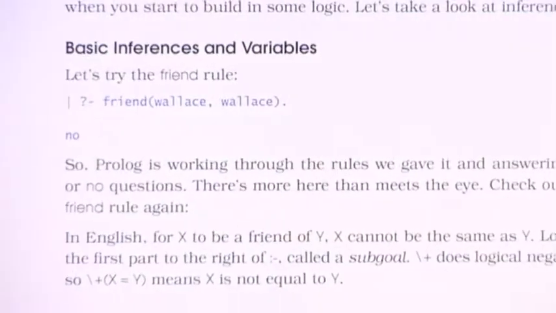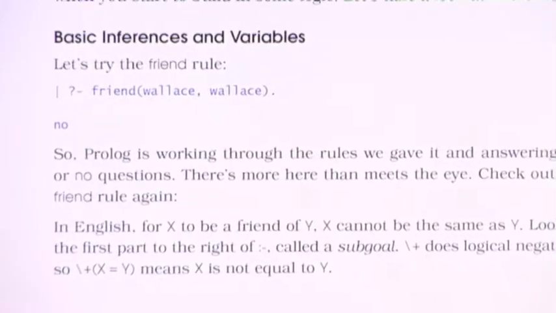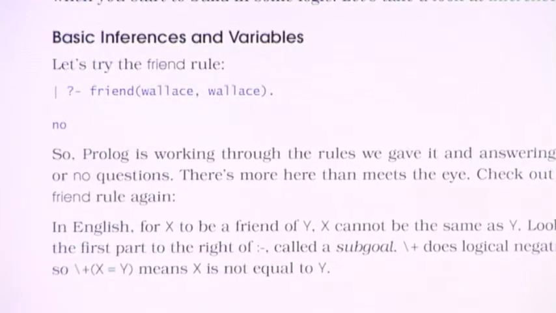Then we get to asking questions about whether or not two people are actually friends. As you can see, Wallace and Wallace are not friends because the first definition in the rule set is that X and Y cannot be the same.